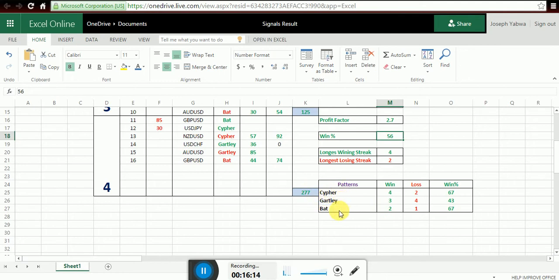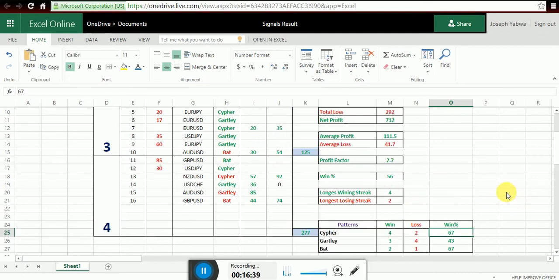So look at that on the cipher pattern, which as you already know is the most successful pattern. We've taken 6 trades on that one, and I have a winning ratio of 67%. The godly, I do expect that one to be around 50-55% in the long run. And the bad pattern is currently at 67%. But yeah, this is what the results feel like.